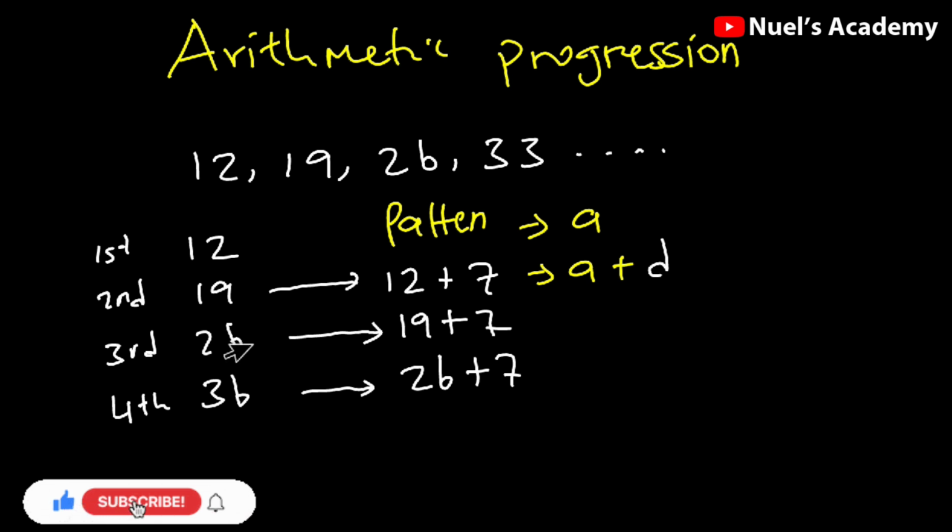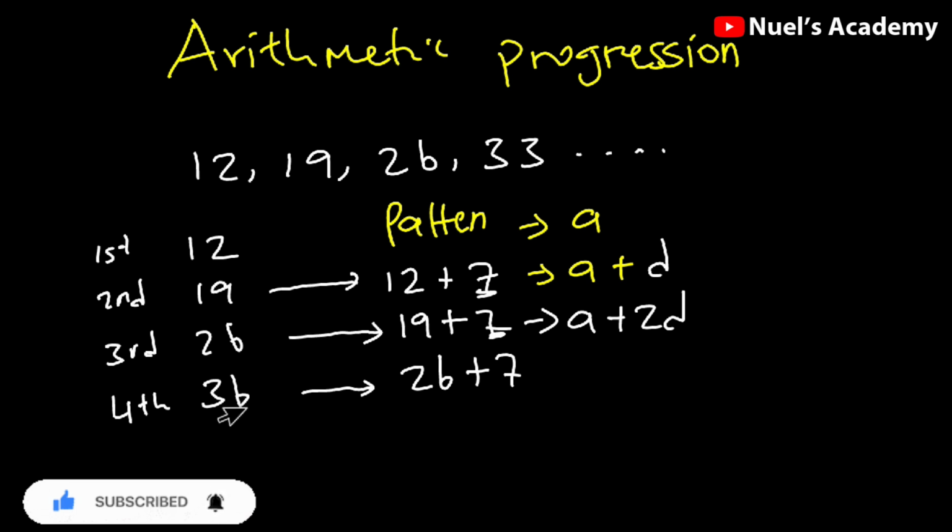Now, how did you get this 26? Notice that we got 26 by adding 7 to 19. But we can also link this 26 to 12 instead of 19, right? So we got 26 by, I can write it as A plus 2D, right? 12 plus 14 is equal to 26. 12 plus this 7 plus this 7 is equal to 26. So we want to have only A and D in the expression for all the terms in this AP.